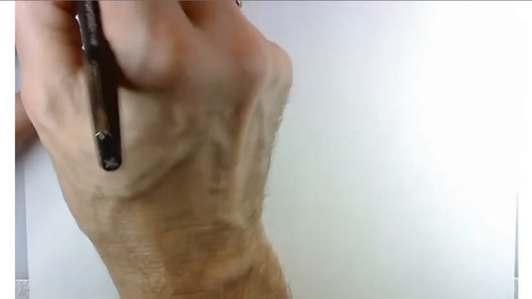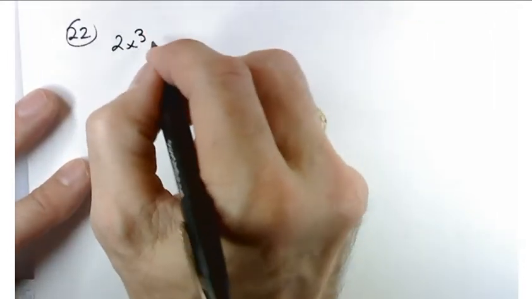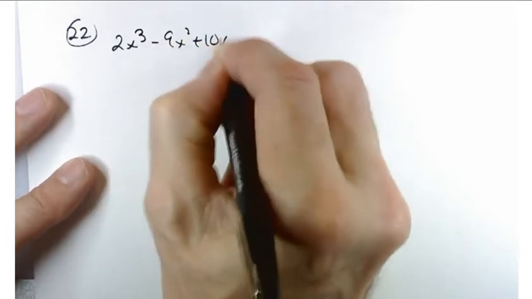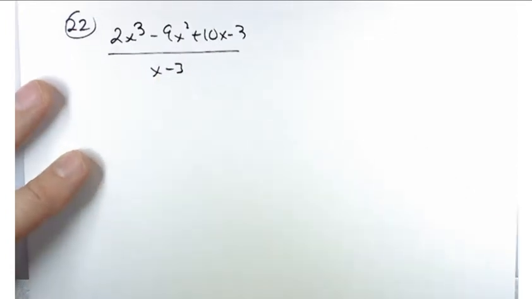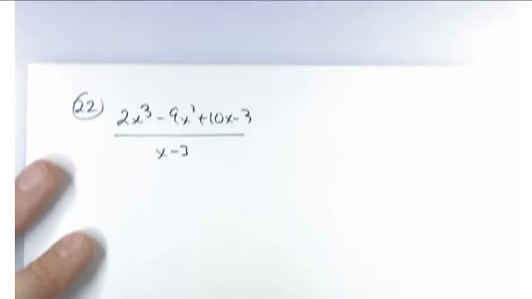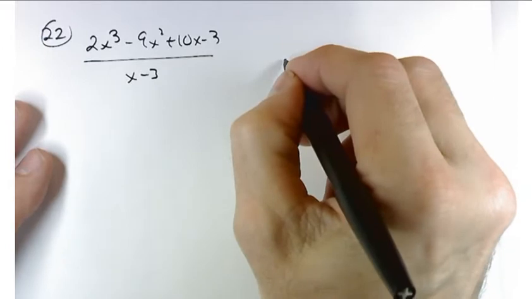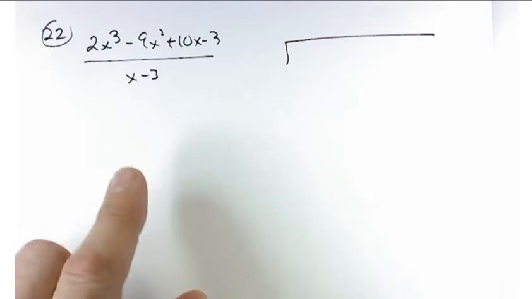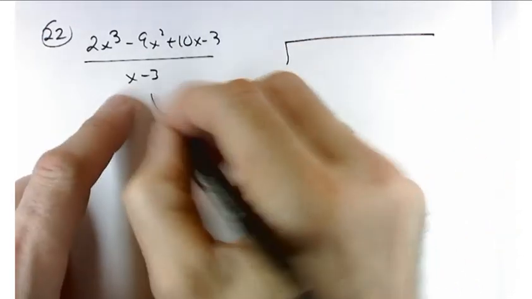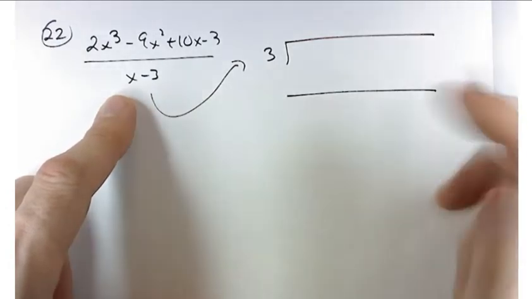So problem 22 looks like this. 2x cubed minus 9x squared plus 10x minus 3 divided by x minus 3. Okay, so let's set up a synthetic division. First things first, what number is going to go out in front? Positive 3. Good.